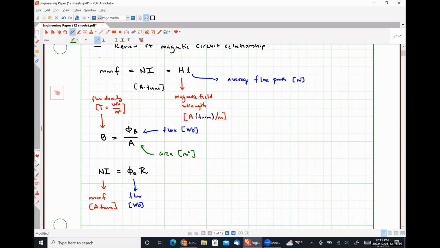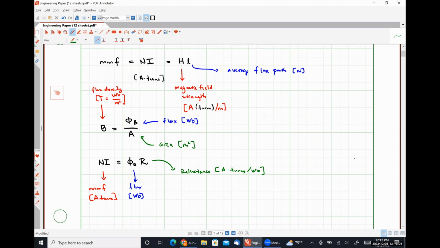And so R here is our reluctance, measured in amp turns per Weber. You might also see it as amps per Weber or rels. Rels is a really, really old unit of reluctance that doesn't actually mean anything anymore. But if you look at a 40-year-old textbook like I do sometimes, you might see rels in it.